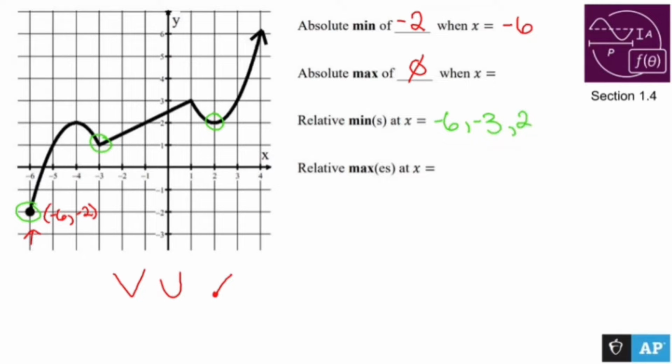My relative maximums are where things go up and peak out, or hit like this. So that happens, it looks like 2 spots, right here, right here. You're not going to include there because that's going on forever, and at no point will it get to a maximum. It's going to keep going. So -4 is going to be a relative max, and +1 is going to be a relative max. And there you have it.